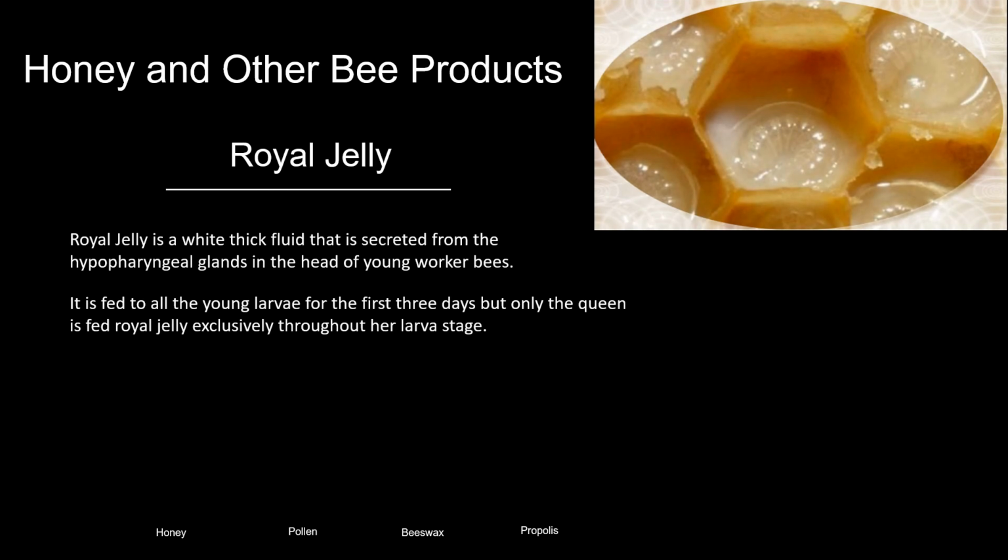Royal jelly is a white, thick fluid that is secreted from the hypopharyngeal gland in the head of young worker bees. It is fed to all the young larvae for the first 3 days, but only the queen is fed royal jelly exclusively throughout her larval stage.